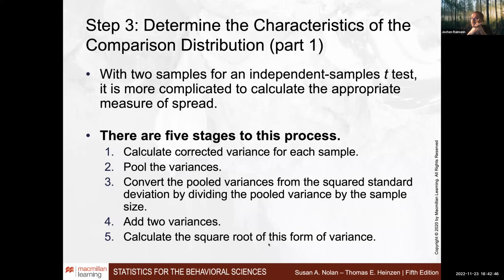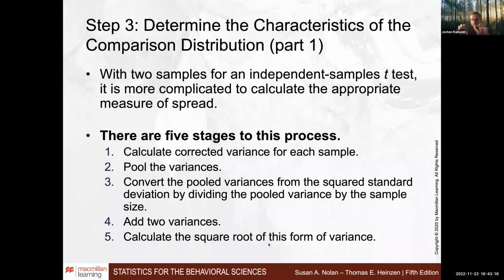Now, the differences here are a little bit more complex. There are 5 stages to that. In the first step, you calculate what is called a corrected variance for each sample. That follows the same arithmetic principle we've done before: a sum of squares divided by the degrees of freedom for each of those samples. So we have a variance that reflects the variability in each sample.